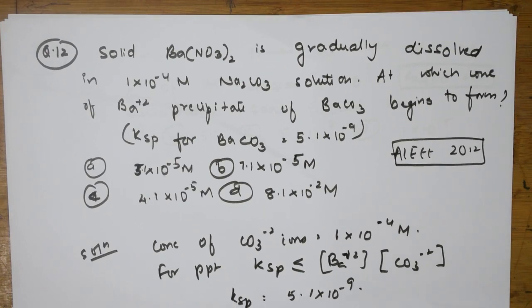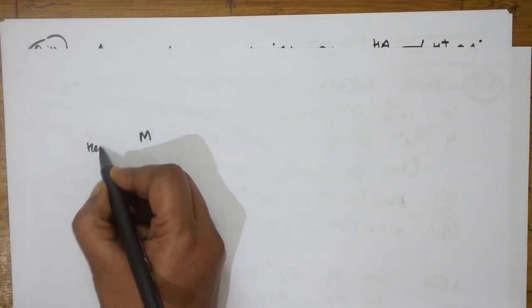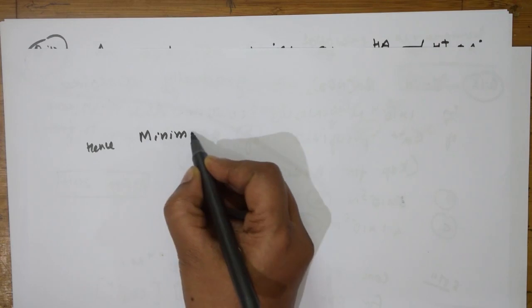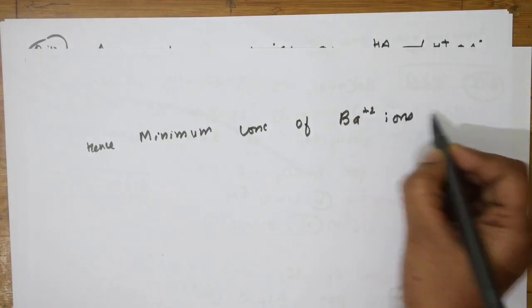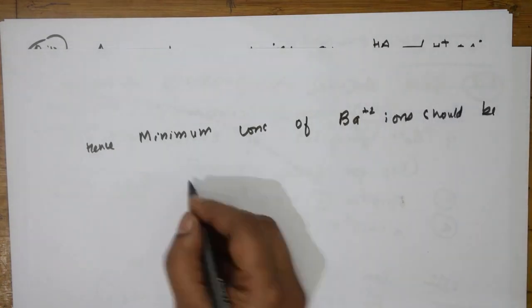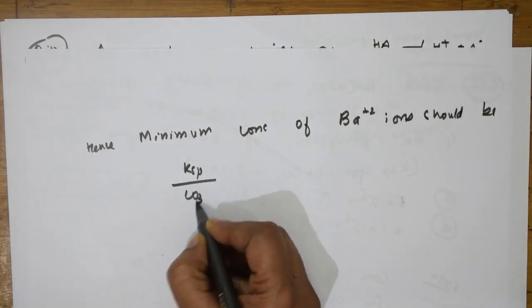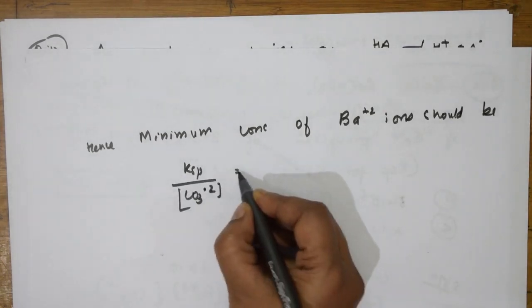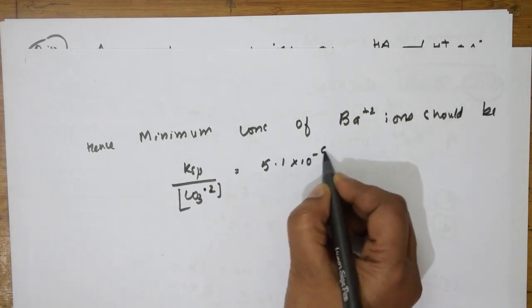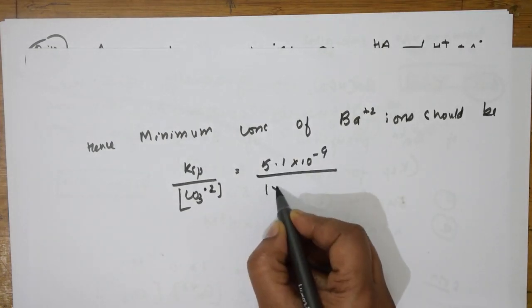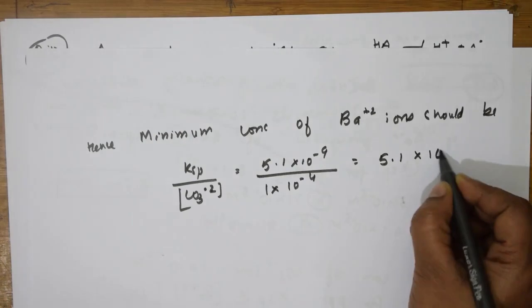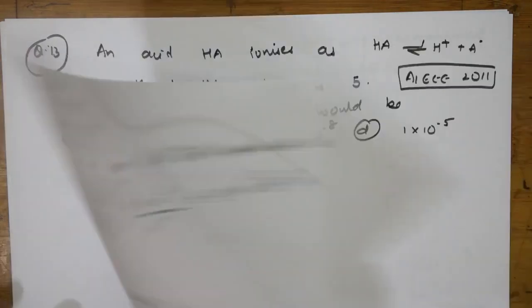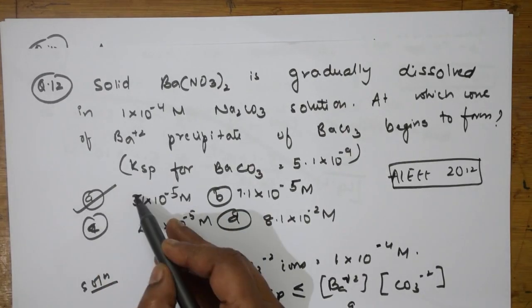Correct? Now they've asked me for the minimum concentration, hence the minimum concentration of Ba+2 ions should be Ksp divided by concentration of CO3 minus 2. Ksp is 5.1 into 10 to the minus 9, divided by 1.0 into 10 to the minus 4, which is equal to 5.1 into 10 to the minus 5 molar. So 5.1 into 10 to the minus 5 molar. This is the correct option.